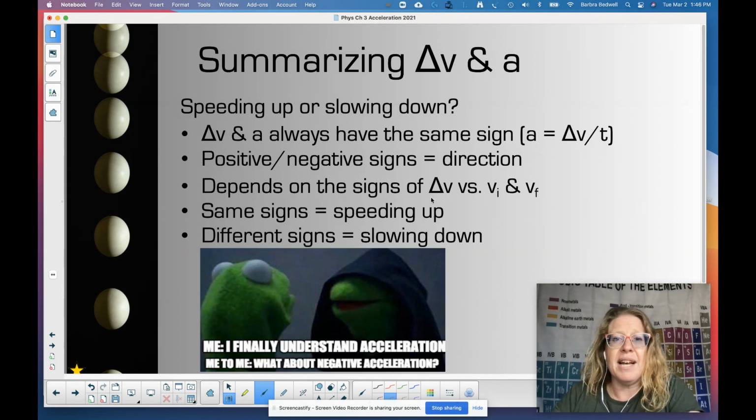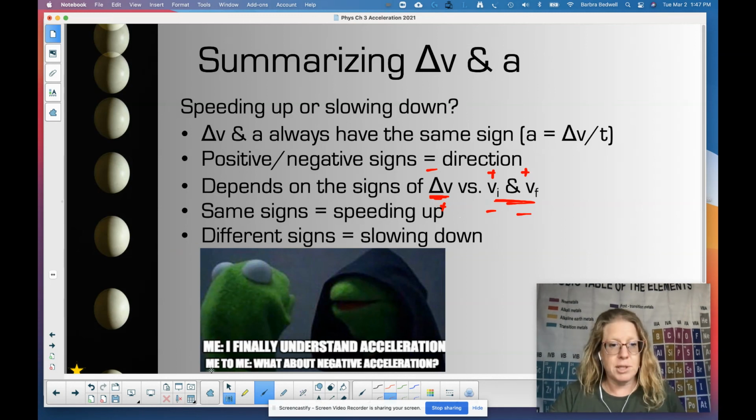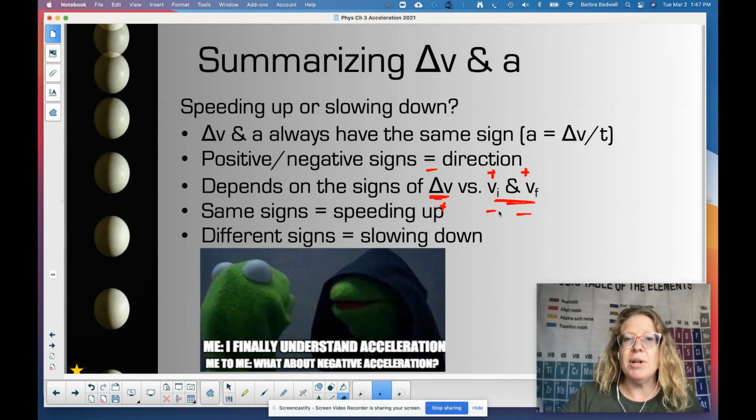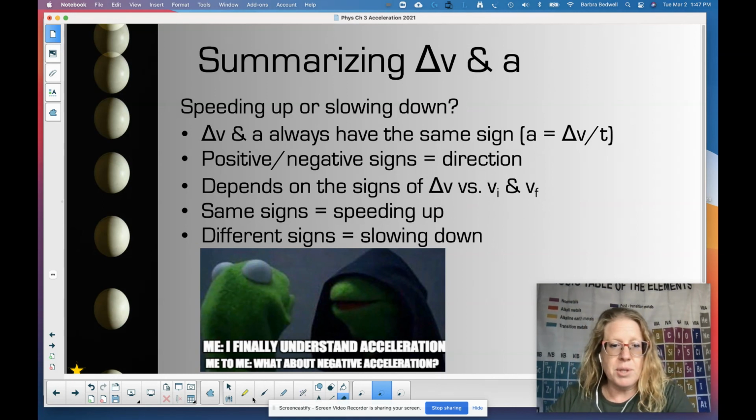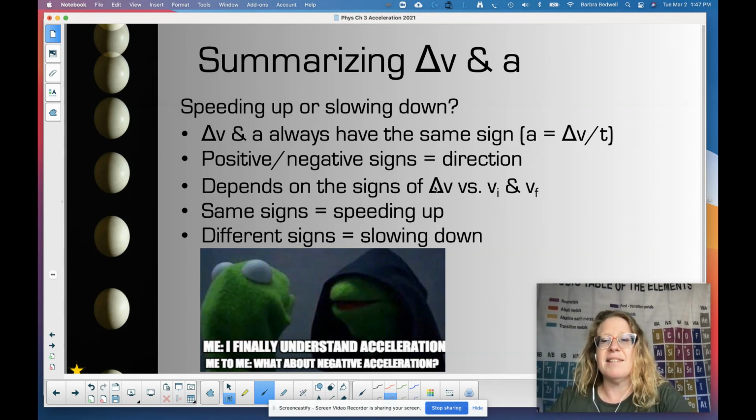So when you compare the signs of your delta V, the change in velocity, to those two, if VI and VF are positive and delta V is negative, it's slowing down. Conversely, if VI and VF are negative and delta V is positive, that means it's also slowing down. So the change in velocities is the key part. Why can I not get my pen to go right? So if these guys are positive and this one's negative, when they're different, it is slowing down.